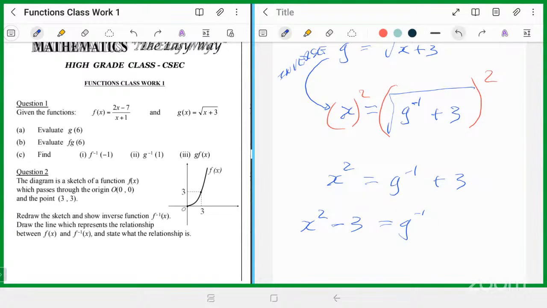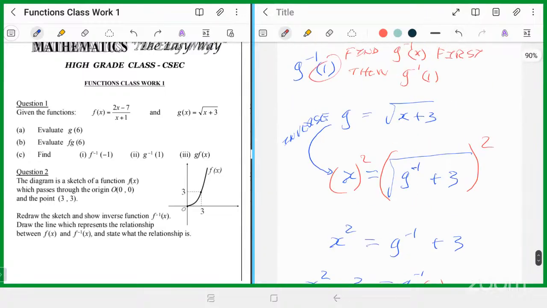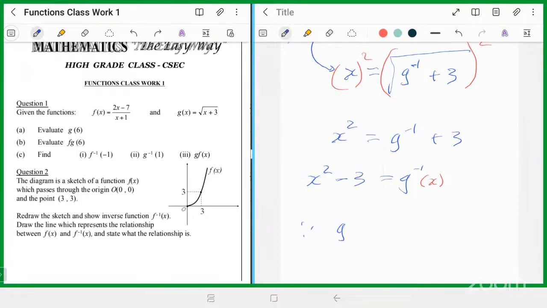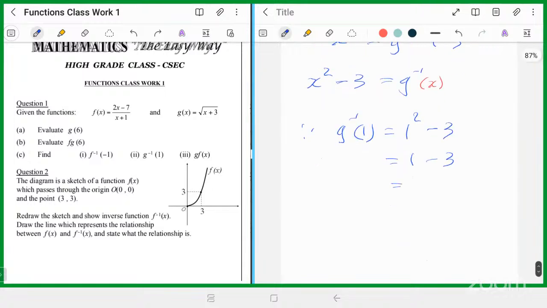And because we're done now, we can put back the of x that we left off at the top. So this is g to the minus 1 of x. But it is g to the minus 1 of 1 we want. So we're going to put 1 in there now. Therefore, g to the minus 1 of 1, we're going to put 1 inside here to get the final answer. So it's going to become 1 squared minus 3. The 1 squared here is 1. So this is basically 1 minus 3. 1 minus 3 is negative 2. And so that is the answer for that. Negative 2. Nice and easy.